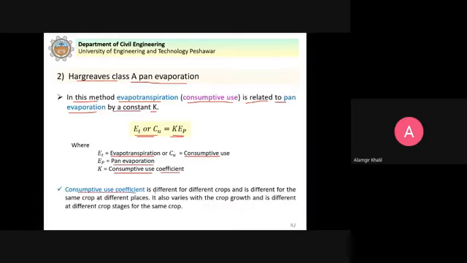Consumptive use coefficient is different for different crops and is different for the same crop at different places. It also varies with the crop growth and is different at different crop stages for the same crop.